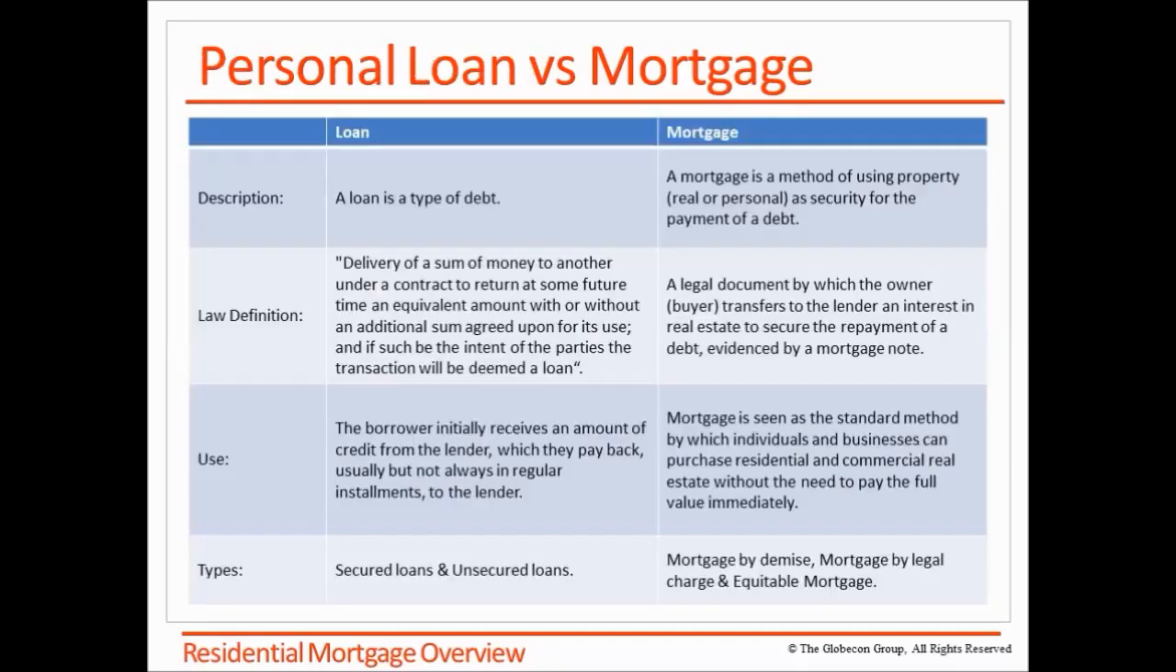So we talked a lot about the differences between a mortgage and a personal loan. The main big difference is a mortgage is a method of using a loan product to buy a real property. A loan is a type of debt, whereas a mortgage is a method of using property, real or personal, as security for the payment or the debt. So they use the actual property as collateral for the loan itself.